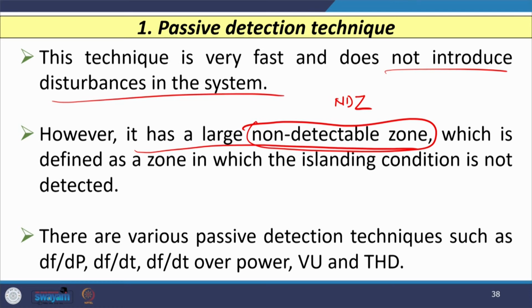Therefore, various islanding detection techniques that can be used, as I told you, may be the rate of change of frequency over power, voltage unbalance, harmonic distortion and so on. Now, let us see what the advantages and disadvantages of the passive detection technique are.